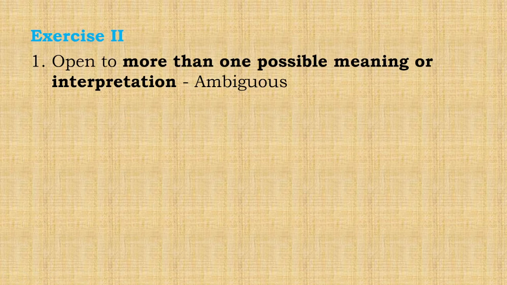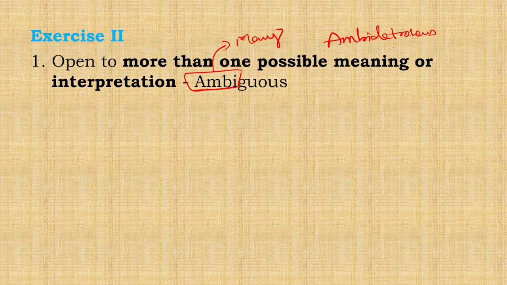Next, exercise 2. Open to one or more possible meanings or interpretations. I will underline one prefix here, that is ambi. Ambi means many. Ambivalent is having many things in mind, doubtful. Have you heard the word ambidextrous? An ambidextrous person can write with two hands, he or she can write with both hands. Here ambi means two or more. So if you just remember the word ambi, you can get it.